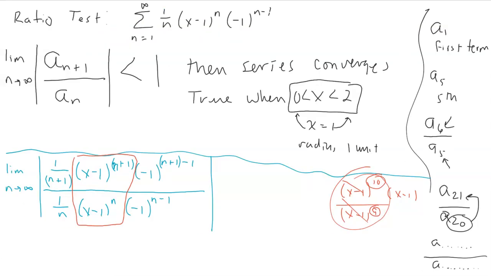All right. Another thing, what about this negative 1? Let me do that in red. What about this negative 1 business? Notice in the numerator, n plus 1 minus 1, or just negative 1 to the n plus 1 minus 1, that would just be n. And then negative 1 to the n minus 1.